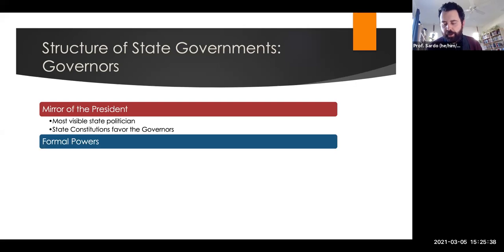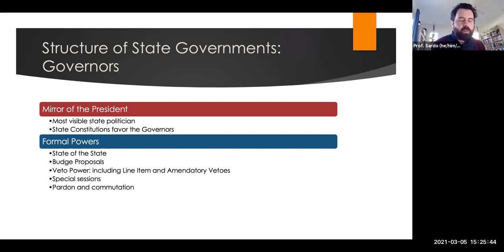State executive power is often increased because the governor has a series of formal powers, much like the State of the Union. They give the state address. They propose budgets. They have the veto power, just like the president does. But most have the line item veto, so they can strike down particular pieces of legislation, which the president cannot do. And 30% of governors have an amendatory veto, which allows them to send a bill back to the legislature and request specific amendments to it. They can call special sessions of the legislature and pardon or commute sentences for state crimes.